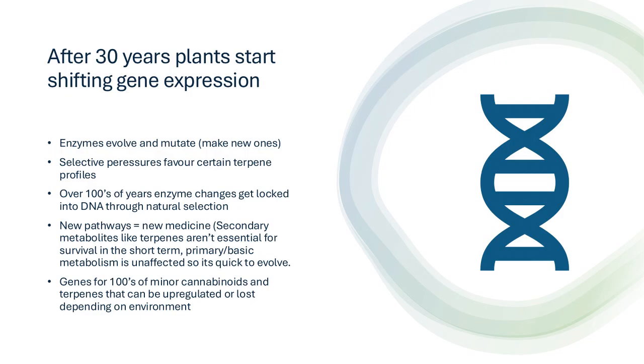The thing that excites me about this is that this does mean new medicines, any new pathways in cellular biology that produce new compounds. It does mean in turn that we have new things that we can study and that need to be looked at. And the really cool thing about the cannabis plant is that it has genes for hundreds of minor cannabinoids and terpenes that can be upregulated or lost depending on environment. And this is what's really fun about the hunt for landraces.